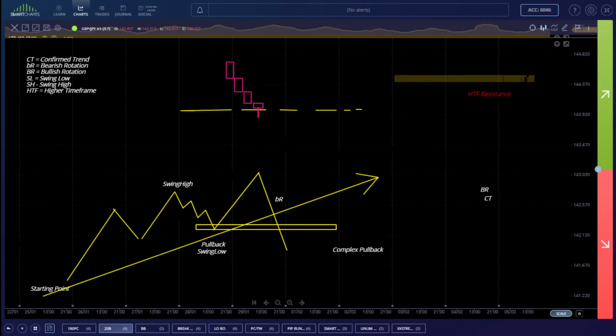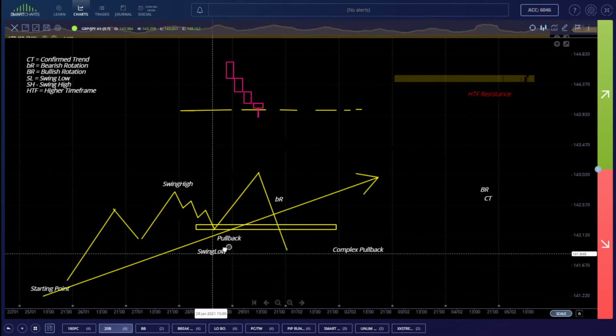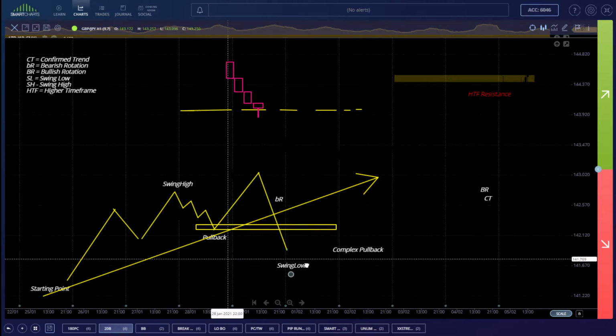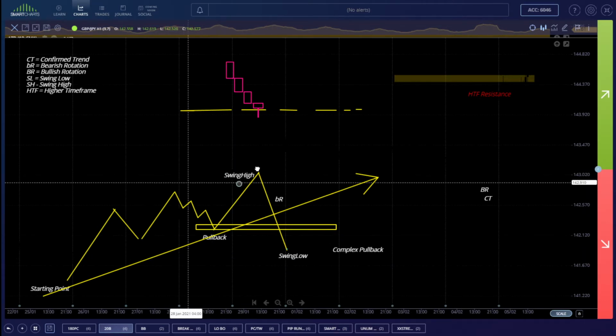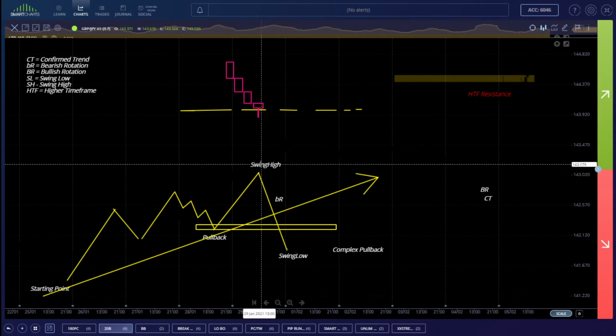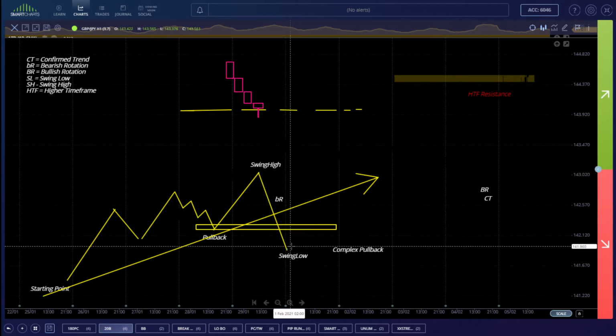All it means is that you need to watch out, because we have had the most recent swing low broken, and now the structure has changed. The only way to get a confirmed trend is this: we've got a bearish rotation, this would become a swing low, and then you'll be moving your swing high. This is the most recent swing high. Now we've made a lower swing low.